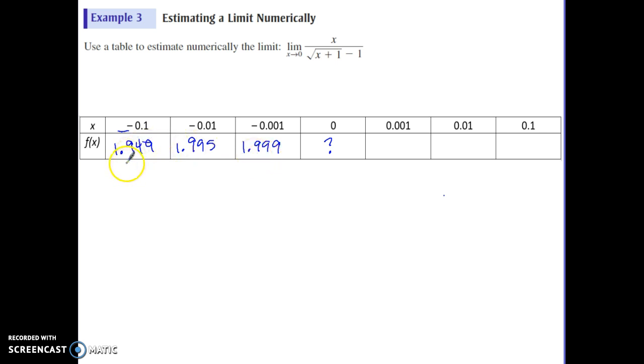Okay, so 1.949, 1.995, 1.999. It looks like it's getting closer and closer to a y value of 2. Let's see if the same thing happens from the other side.